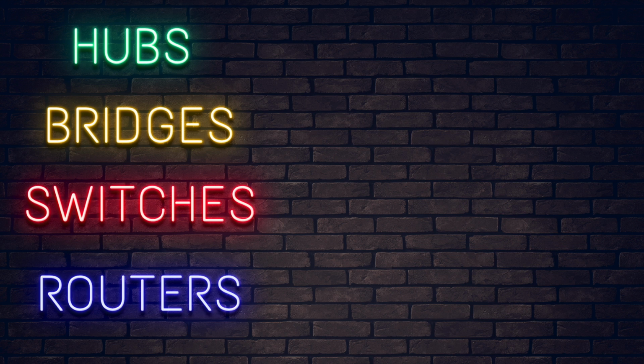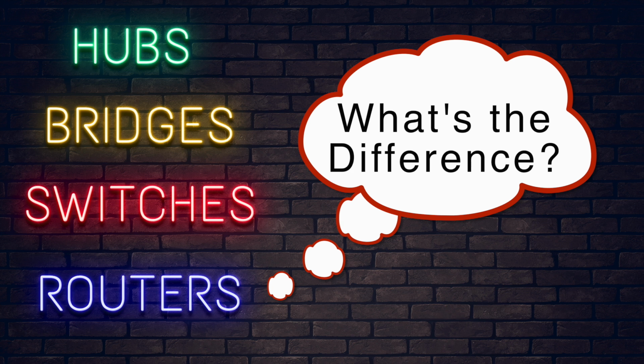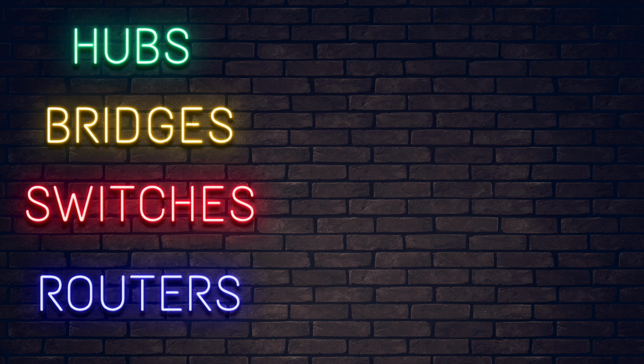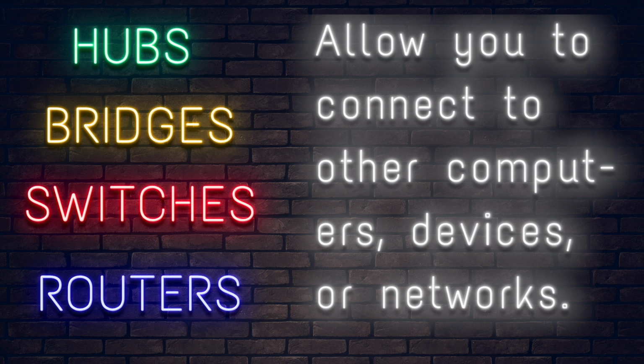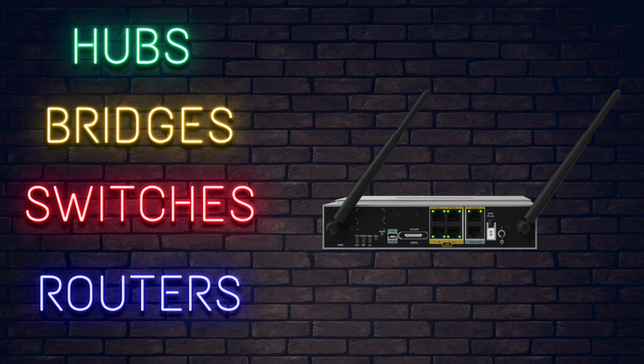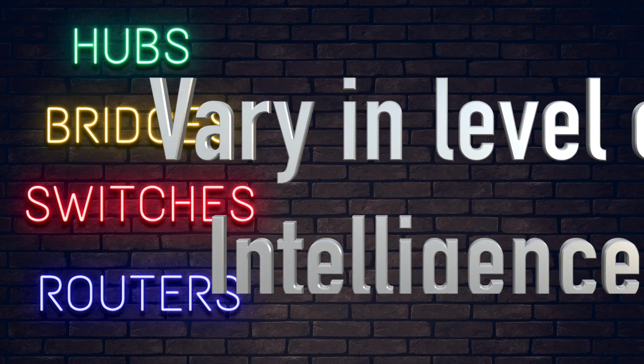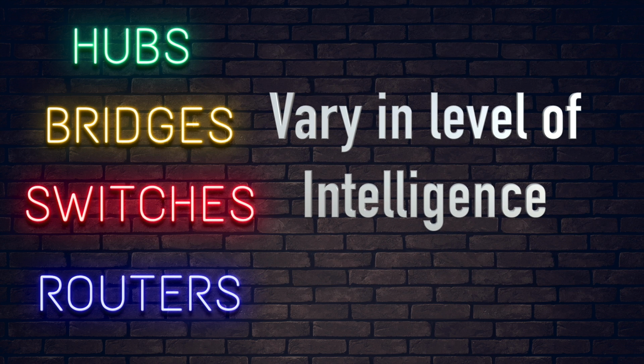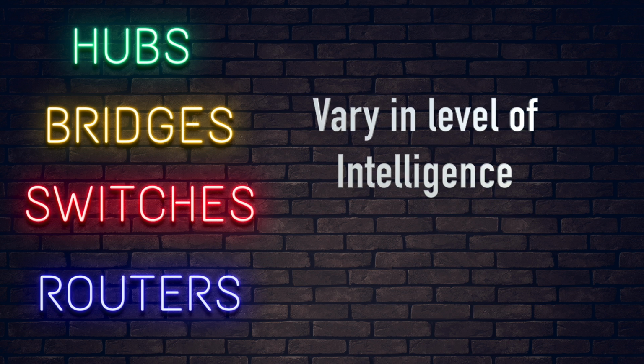One of the first exam essentials that you'll come across in Chapter 1 is understanding the difference between hubs, bridges, switches, and routers. All of these devices let you connect one or more computers to either other computers, network devices, or even other networks. They're also all going to have two or more connectors called ports that are going to allow you to plug cables in to make connections. One of the obvious differences between these devices is their level of intelligence. So we're going to start with the least intelligent, which is a hub.